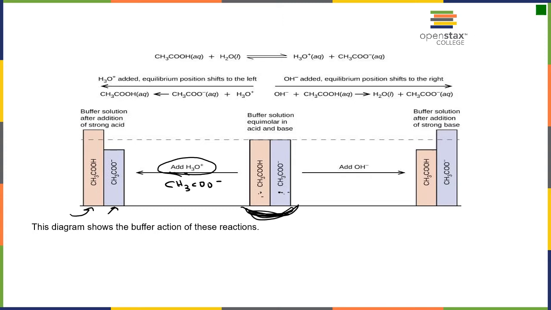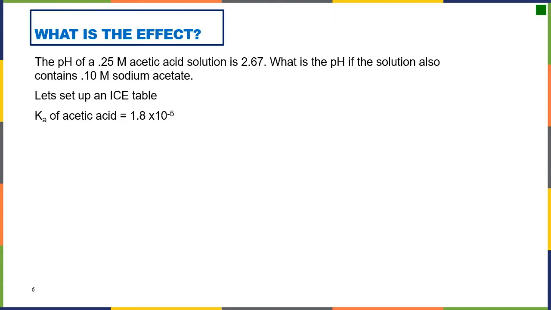If instead I go back to my original equal amounts of weak acid and conjugate base, and I add some hydroxide, well, bases react with acids, so that's going to react with CH3COOH. The amount of CH3COOH will go down, and the amount of the conjugate base will go up. And all we're going to do is shift our equilibrium just a little bit. So let's actually just do some math.